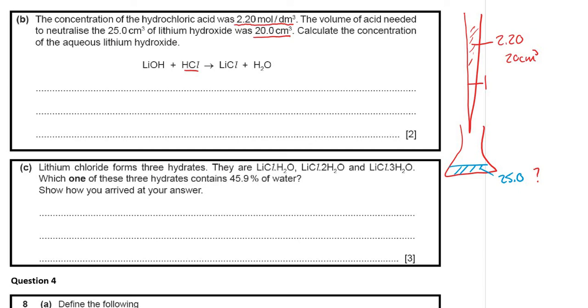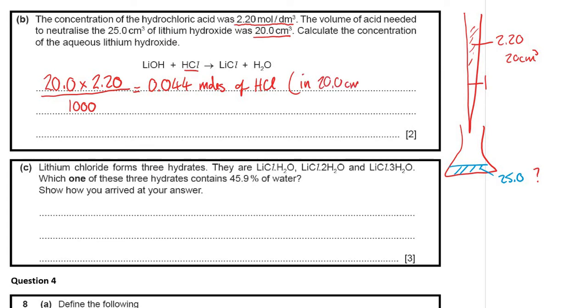So we start here, so we've got 20 mils of, which means times, 2.20 moles per dm cubed. We haven't got a dm cubed, we've only got 20 mils, so we divide that by 1,000 to get it into moles per centimetres cubed. So leave that in your calculator. So this is 0.044 moles of HCl, and that's in our 20 mil volume.